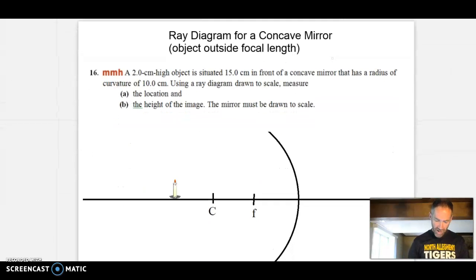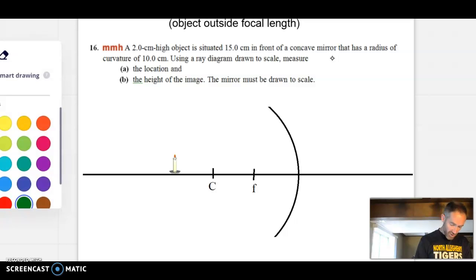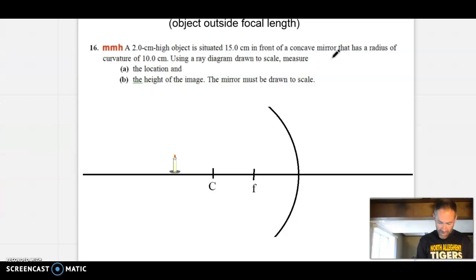So look, I've got a 2 centimeter high object situated 15 centimeters in front of a concave mirror. So right away, I can see that my DO is going to be a positive 15 centimeters. At the same time, I can see that my HO is going to be a positive 2 centimeters. Why positive? Well, when I measure that, it's going to go up from the principal axis.